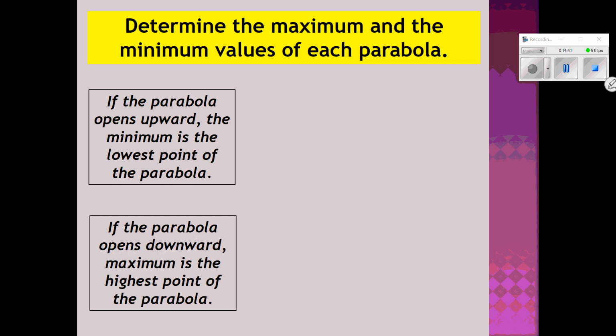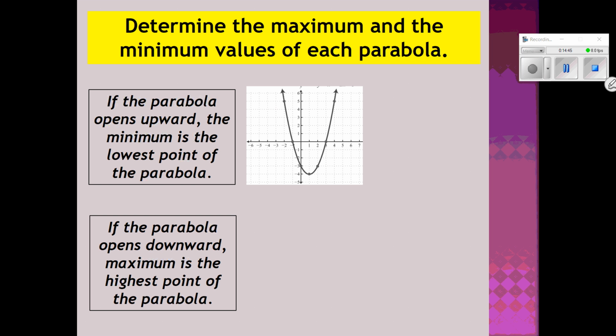Determine the maximum and the minimum values of the parabola. Okay, so if it opens upward, the minimum is the lowest point. So we would say this is the minimum because everything above it is higher. Think about this y number line right here. This is a number line. As you go up, it becomes more positive. So this is the lowest it could be, the lowest possible value. So this vertex would be the minimum.